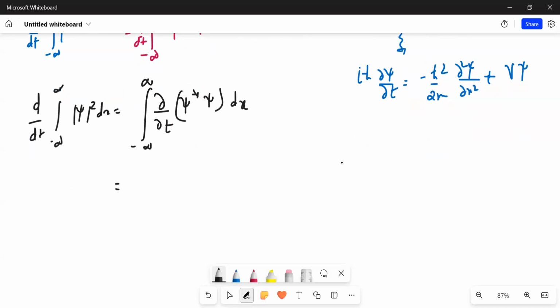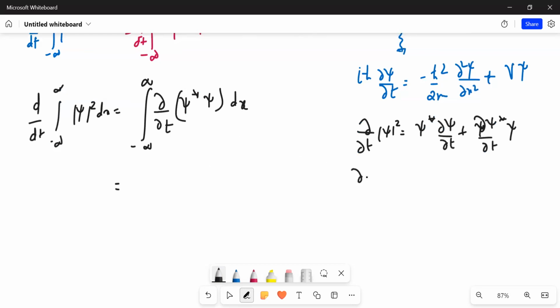This I'll write somewhere here. So ∂/∂t of |ψ|² would be equal to what? It will be equal to ψ* ∂ψ/∂t plus you can say ∂ψ*/∂t ψ. So this I'm going to replace here.